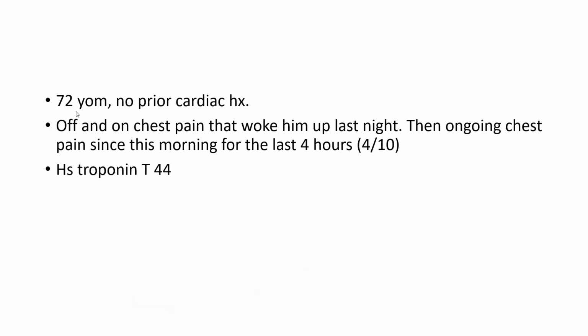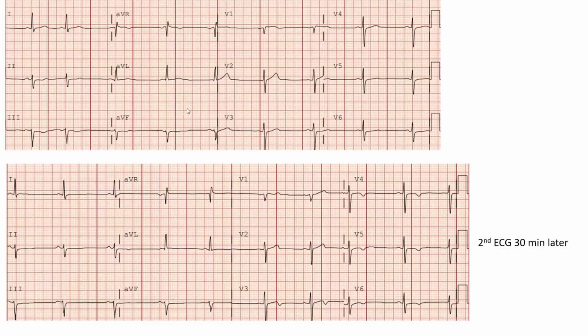This is another patient, a 72-year-old man, no prior cardiac history. He's had off and on chest pain that woke him up last night, then ongoing chest pain since this morning for the last 4 hours. His high sensitivity troponin is 44, mildly increased. This is his first EKG, unremarkable. But then the second EKG, 30 minutes later, again, this patient has ongoing chest pain, so we need to keep repeating EKG every 10 to 30 minutes.